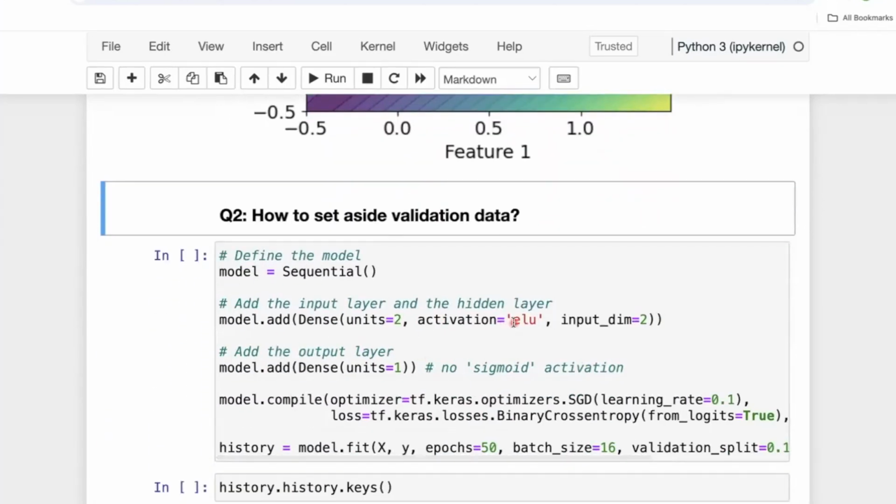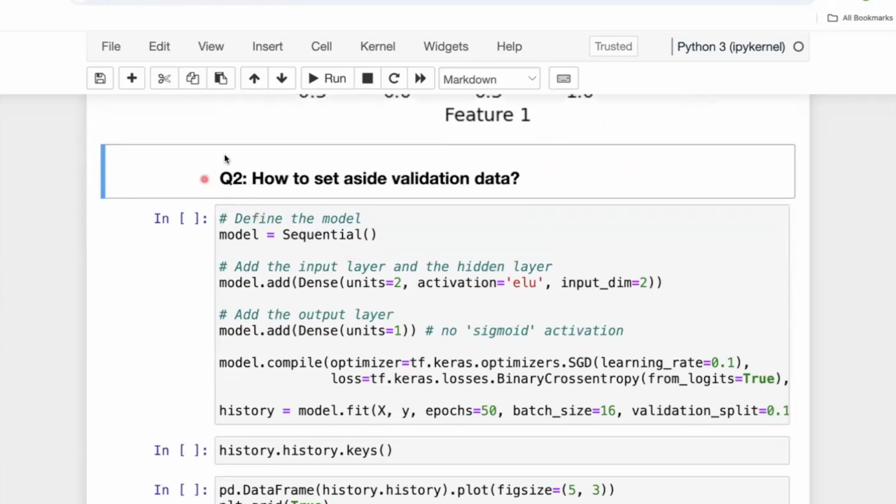Something that we also have to focus on, this is our second question here, is how to set aside validation data. Neural networks are very powerful and can easily overfit, in the sense that they memorize the data and do not perform well on new or unseen data. To make sure this doesn't happen, one of the ways is to use validation data. Remember, we can have training, validation, and testing data.